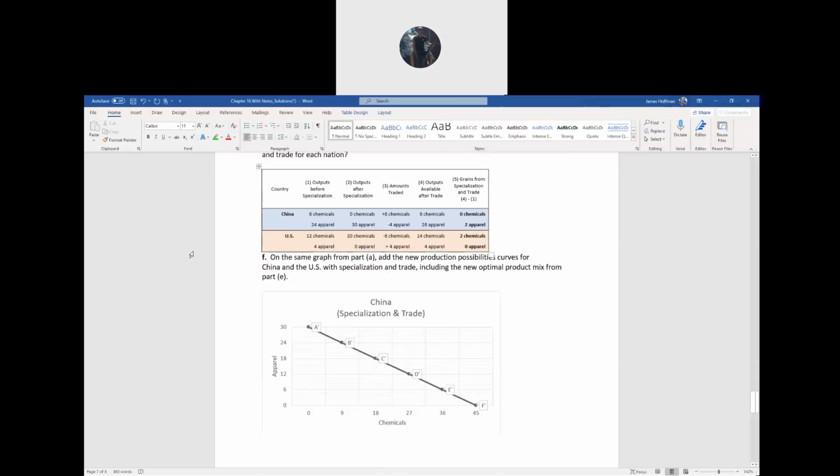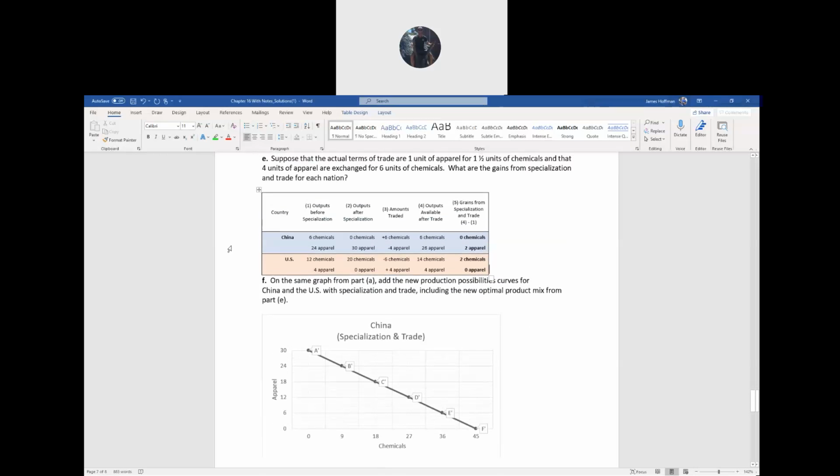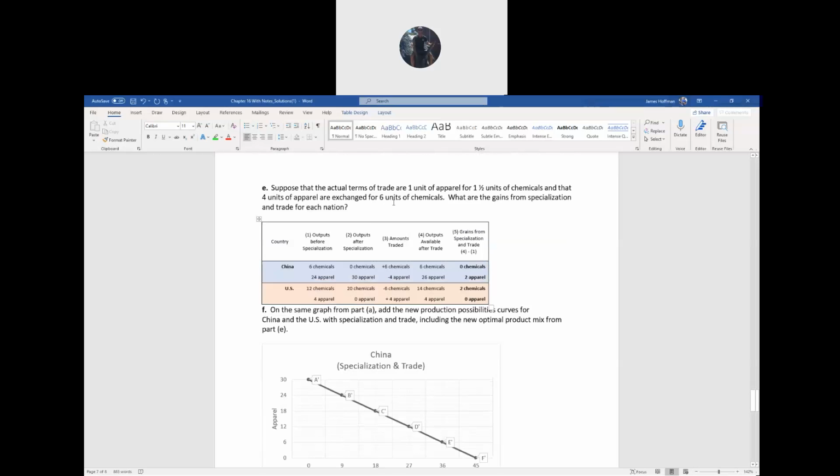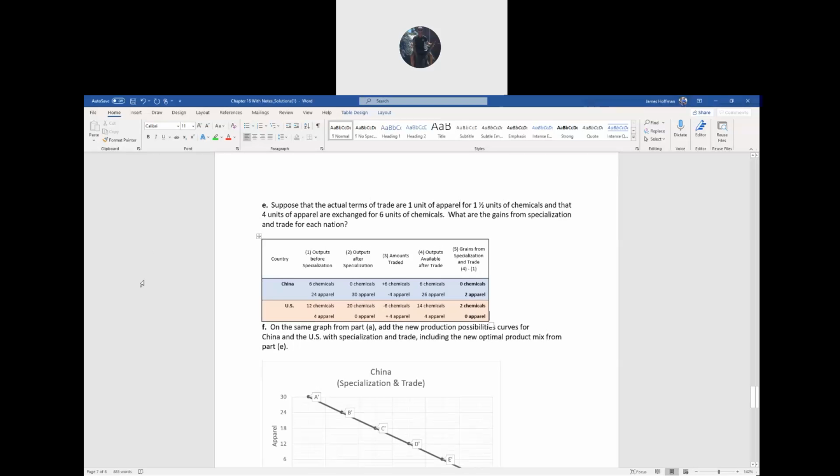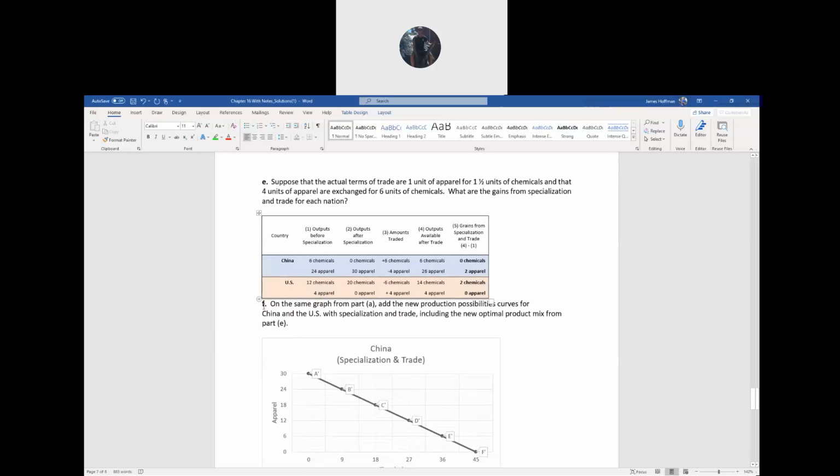The last part, F, is to see if we can show the new graph that shows all the possibilities given the specialization and the specific trade deal. On the same graph, or a new graph like I did, add the new production possibilities curve for China and the U.S. with specialization and trade, including the new optimal product mix from part E. You don't need to put that, but you can if you want.